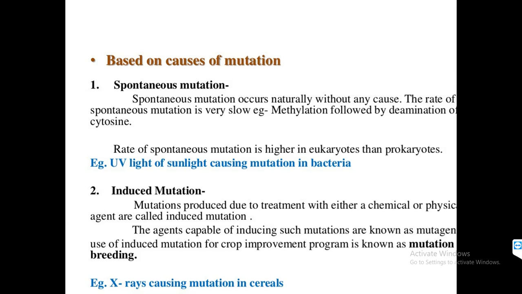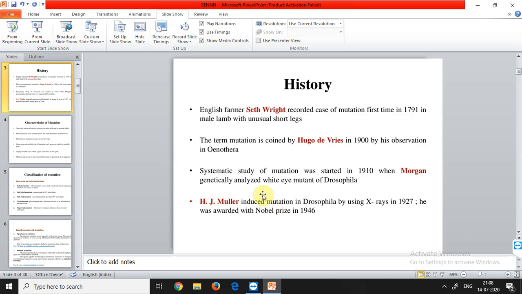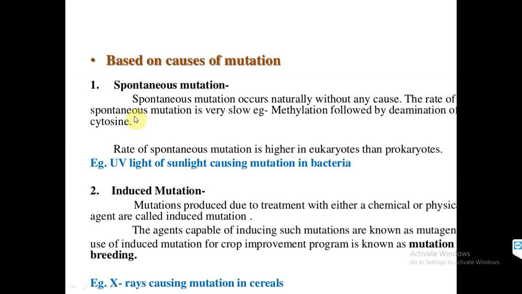Now talking about the induced mutations. Mutations that are produced due to treatment with either a chemical or physical agent. So we were talking about the induced mutation. These physical or chemical agents are called mutagens because they are responsible for causing mutations.